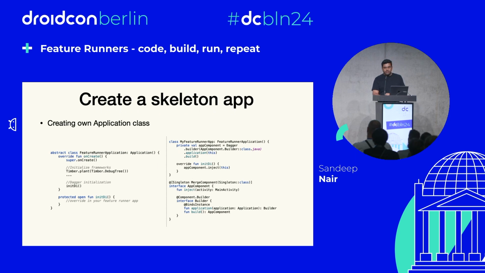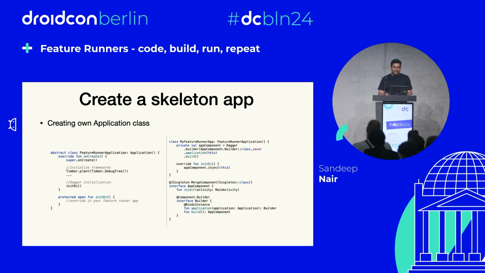The next step would be to create this mini app or the skeleton app. It's an Android application, so you need an Android application class. On the left side is a generic feature runner Android application class, which you can reuse across your feature runners. So you may be creating like 5 or 6 different feature runners based on how many features you work on at any point. So this can be reused.